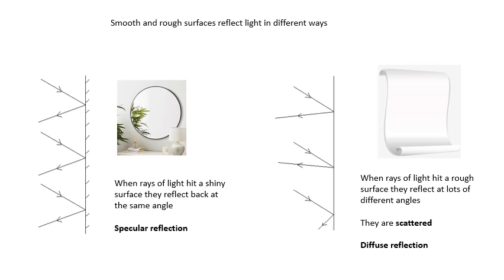When rays of light hit a rough surface, for example, a piece of paper, now even though it's white and it's going to reflect just about all of the light coming off it, the rays of light are scattered. They go off in lots and lots of different directions. If you looked at the surface under a microscope, you'd see it was all knobbly and rough. And so the rays of light are going to be reflected in lots of different angles. And this is called diffuse reflection. So we have specular reflection and diffuse reflection. Remember these words.